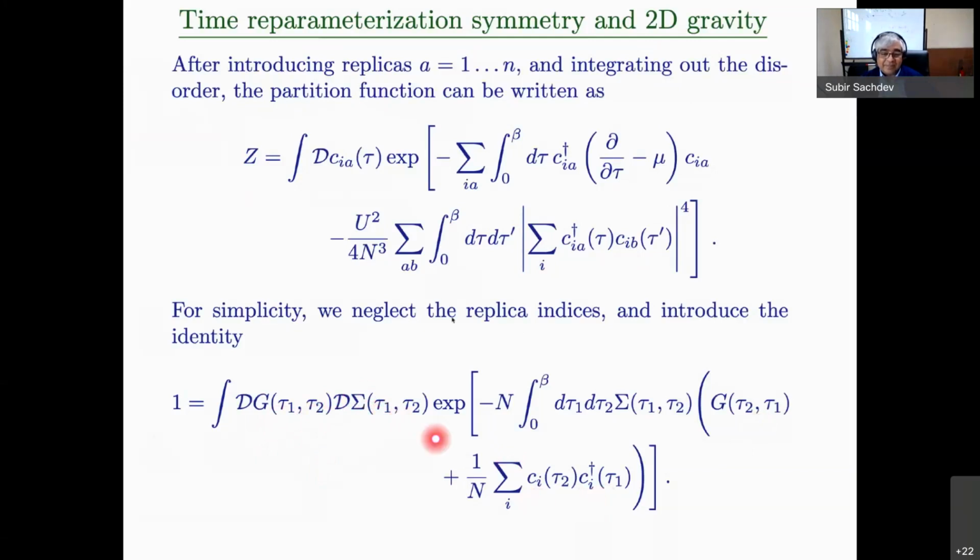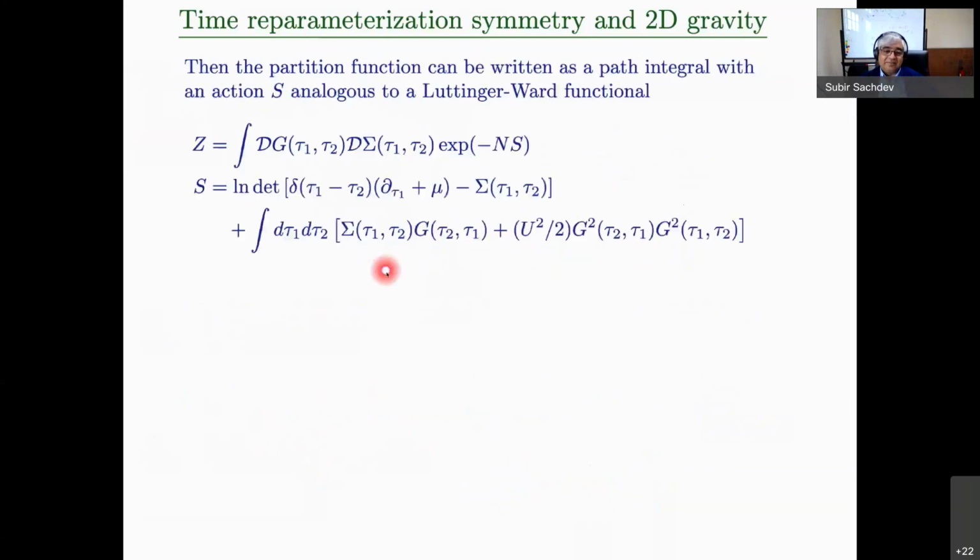So you insert this 1 in here, then you integrate out the fermions, and when the dust settles, you get an action for G and sigma. So there's an exact representation of this path integral, not in terms of the electrons, where there's N of them, one field for every site, but just in terms of two fields, G and sigma. But these are bilocal fields. They depend on two times, tau 1 and tau 2. Now, this is an exact representation of the theory.